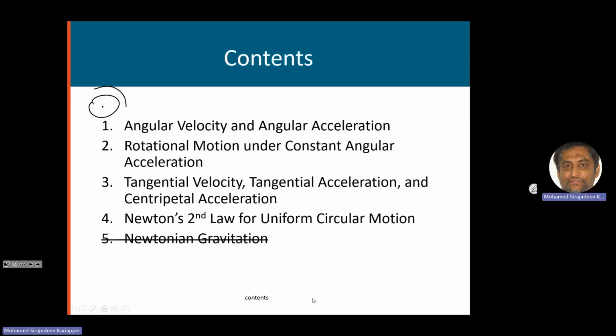So rotational motion: what happens is only the angle changing, not x changing. So this thing is rotating in one place, about a fixed axis. We will be looking at how the angle is changing with time. So we will have something called angular velocity and angular acceleration, different from the normal velocity and normal acceleration.